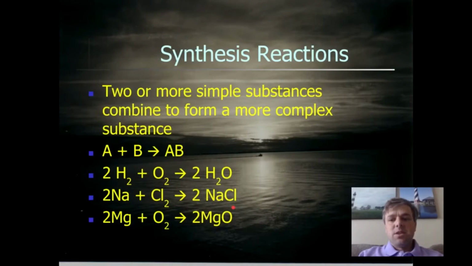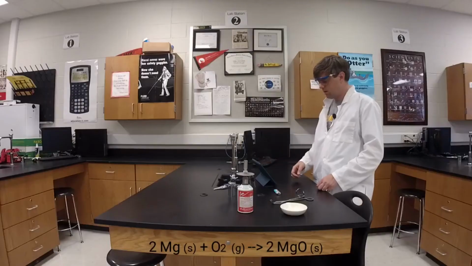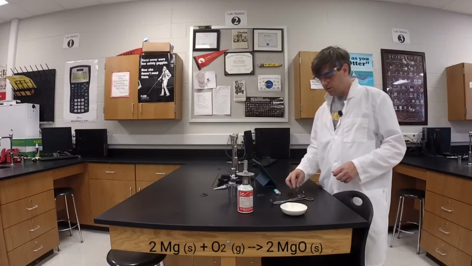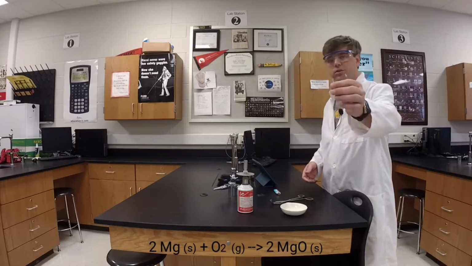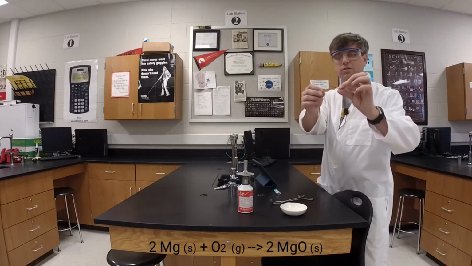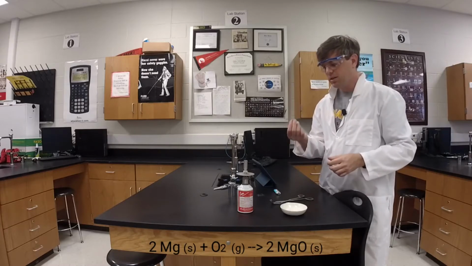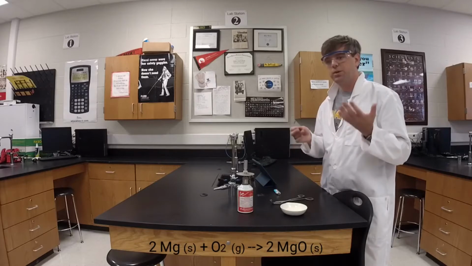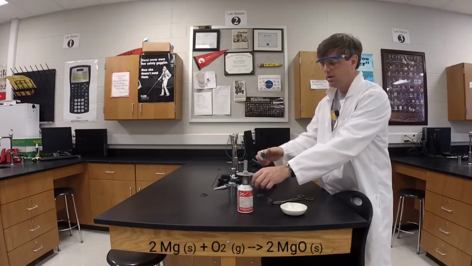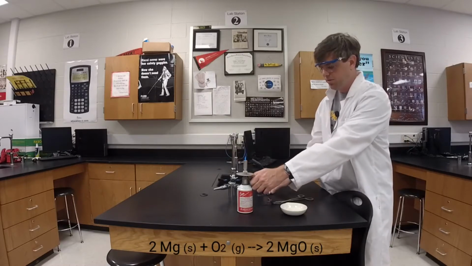Now I'm going to show you a demonstration of a synthesis reaction, which is going to be this last one, where I'm going to take magnesium and combine it with oxygen to make magnesium oxide. All right, for this first demonstration, I've got a piece of magnesium metal, which is kind of a silvery looking piece of metal, and I'm going to react it with the oxygen that's in the air. And I'm going to do so by heating it up using this Bunsen burner.